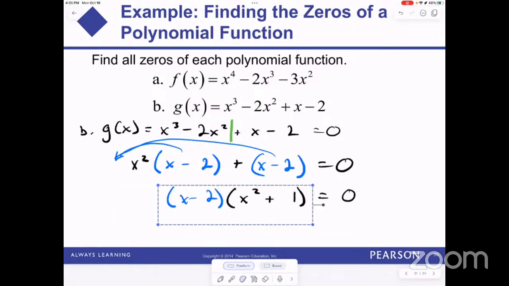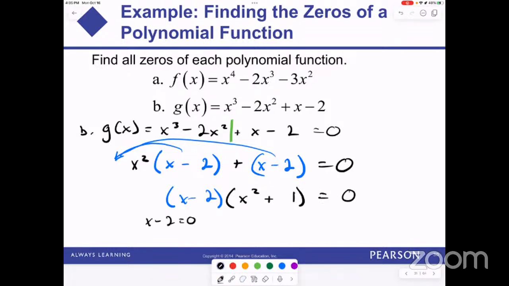Okay, so then we use the zero factor property. We have two or more things that multiply to give us 0. So then we say x minus 2 equals 0, or x squared plus 1 equals 0. From the first one, we get x equals 2.